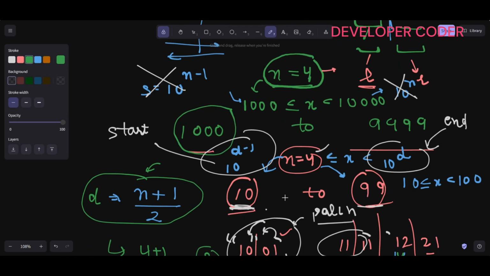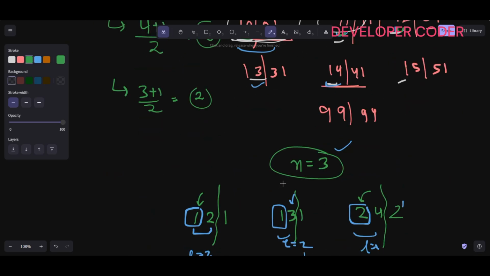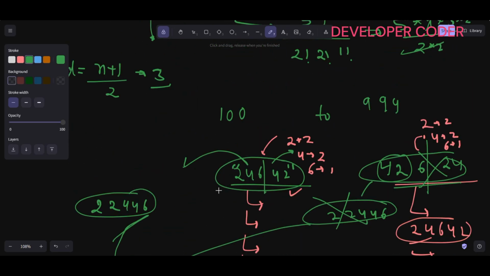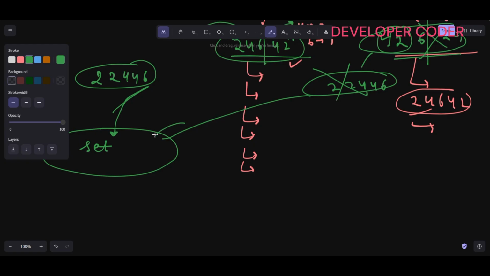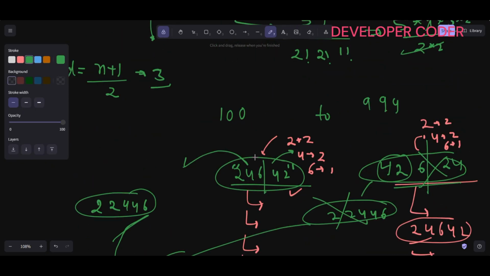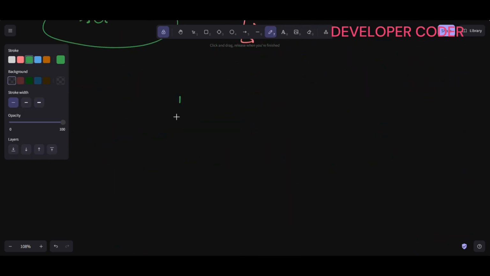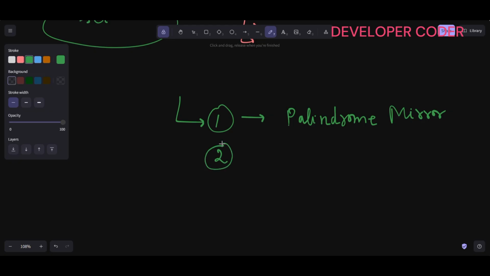For all the numbers I will sort them, and after sorting I will push them to the set. Then inside the set I will iterate over all the palindromes one by one. Step one, I will generate the palindrome mirror images. After generating the palindromic mirror images, the second thing that I'm going to check is whether this is a k palindromic.